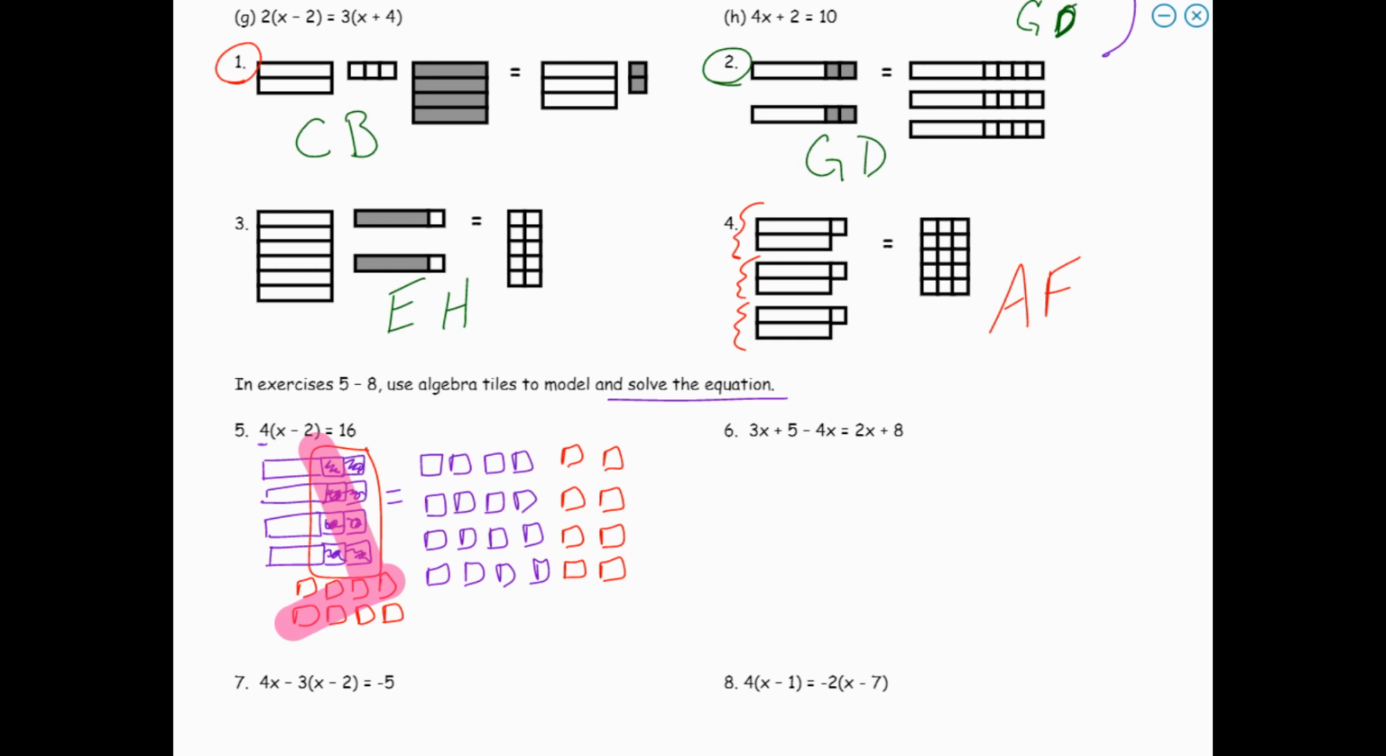So these all canceled each other out. So I have 4 x's. So I've got 4 x's equal, how many on this other side? How many did you say, Zachary? 24. Okay. So how many is in each group? 6. Yeah. There's 6 in each group, so x equals 6.